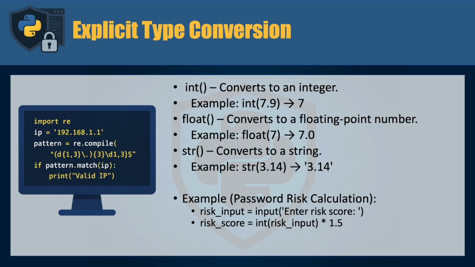Now, explicit type conversion is especially important in cybersecurity scripts. User input often arrives as a string, and converting that input into an integer or float ensures that calculations work correctly. For example, we might use the str built-in function when formatting values for logs, the int built-in function when tracking login attempts or scoring, and the float built-in function when handling precise risk values. Let's go ahead and jump into an example here.